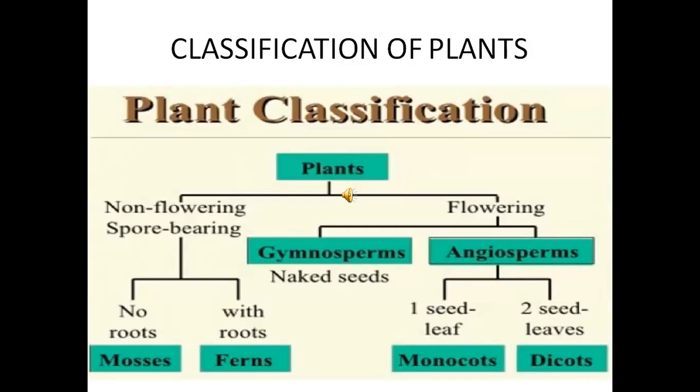Classification of plants. Based on dichotomy, plants can also be classified into two main groups, flowering and non-flowering. Non-flowering plants do not produce seeds, and flowering plants produce seeds. Based on the nature of the plant body, non-flowering plants are classified into three types: algae, mosses, and ferns. Based on their fruit body, flowering plants are classified into two types: gymnosperm and angiosperm.